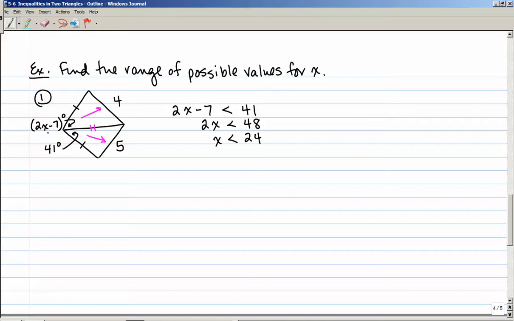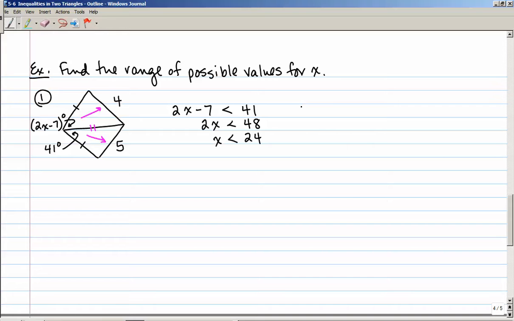Well, suppose x was 0. Let's try putting 0 in here. 2 times 0 is 0, minus 7 would give me a negative 7 degrees for this angle. An angle in a triangle cannot have a negative measure.